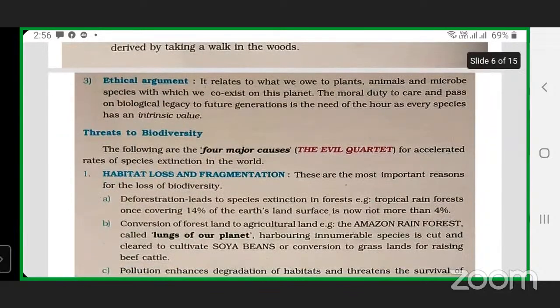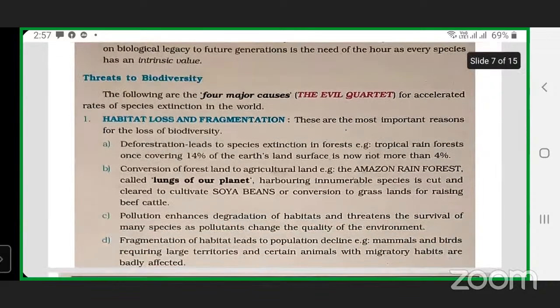Then come to the threats to biodiversity. What are the threats for the diminishing of biodiversity? For this, it is also explained in the evil quartet. Four major causes can diminish the biodiversity. It can be treated as the evil quartet. Quartet means four. Among the four evil quartet, the major first one is habitat loss and fragmentation. These are the major important reasons for the loss of biodiversity.